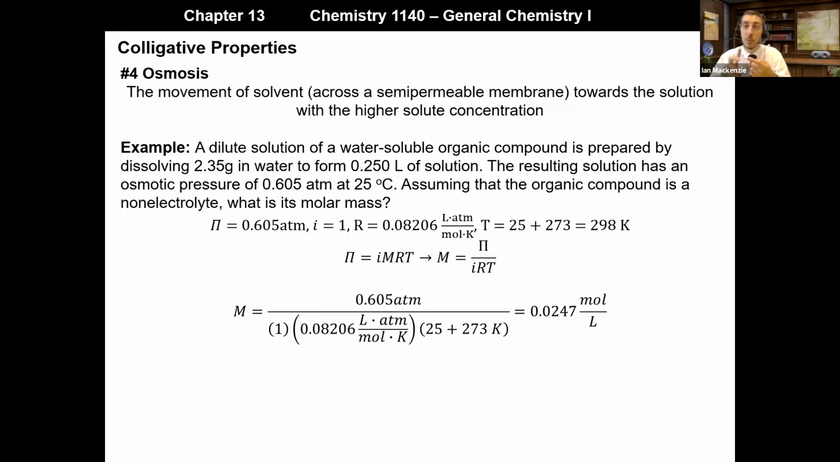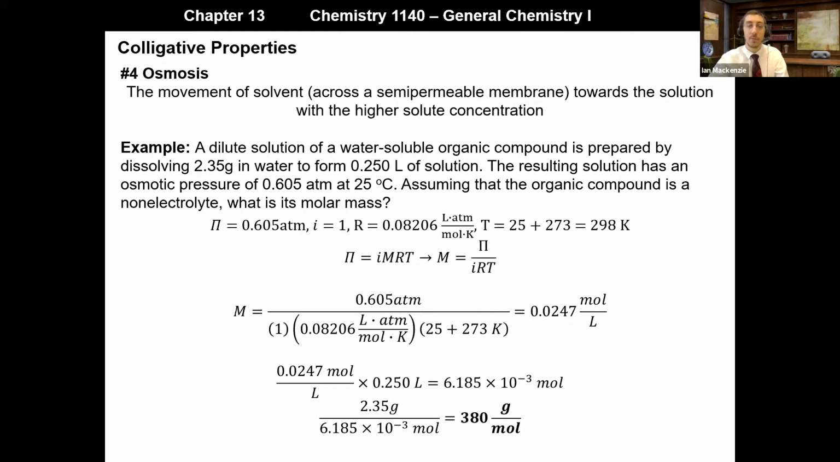Once I know the number of moles, I also know the mass of the organic compound that I dissolved, and molar mass is simply grams divided by moles. So here I take my molarity, multiply that by the 0.25 liters, the volume, and come out with 6.185 times 10 to the minus 3 moles. And then I take the grams of the organic compound divided by the moles of the organic compound, and I'll come out with a molar mass of 380 grams per mole.